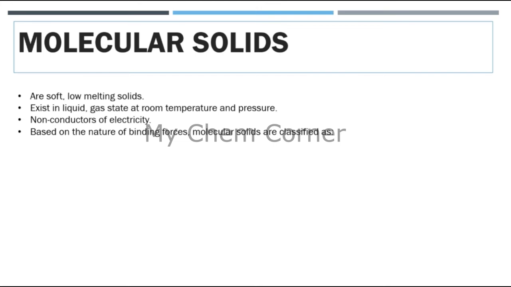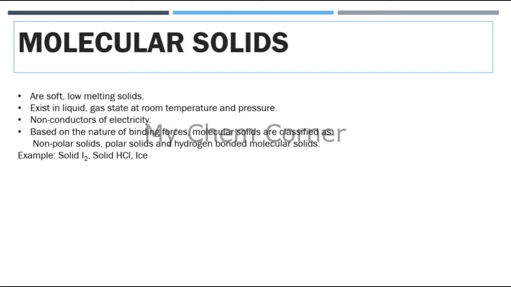Now, based on the nature of their binding forces, molecular solids can be classified into 3 types: non-polar solids, polar solids, and hydrogen bonded molecular solids. So, there are 3 types of molecular solids that you can classify: non-polar, polar, and hydrogen bonded.